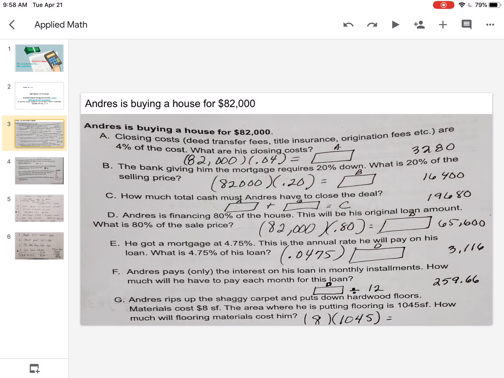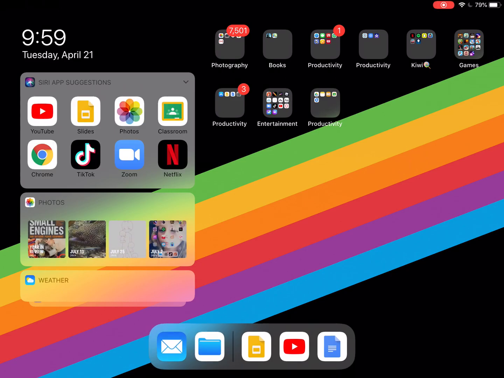So we have Andre buying a house for $82,000. Closing costs, which are all the fees, are 4% of the cost. What are his closing costs? So you have $82,000, and you have to convert the percentage by moving the decimal.